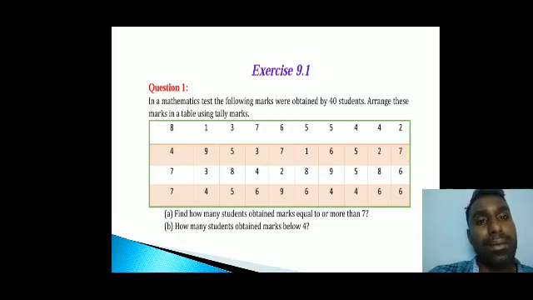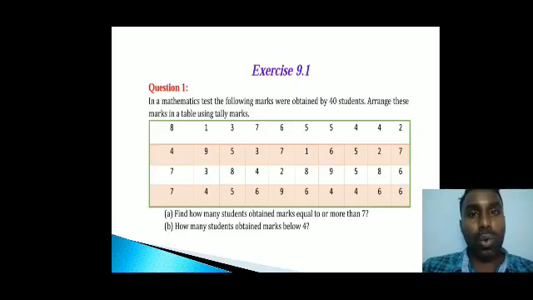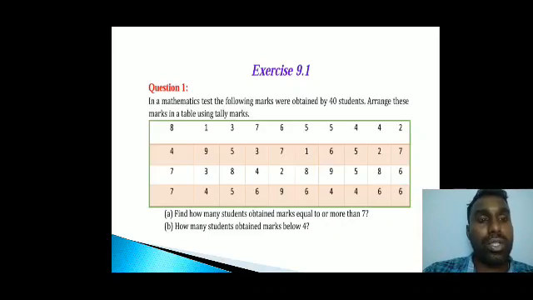Question A: find how many students obtained marks equal to or more than 7. That means equal to 7 or more than 7. The next question is, how many students obtained marks below 4. Who are all getting below 4, the total number of students. So these two questions we have to answer.